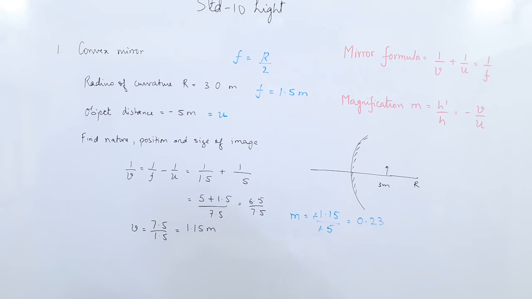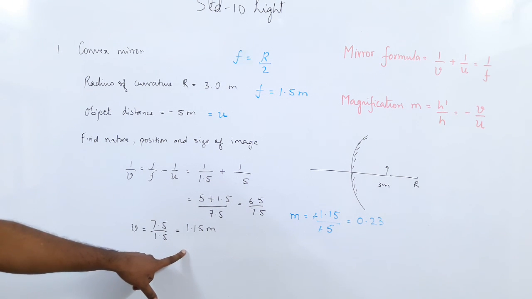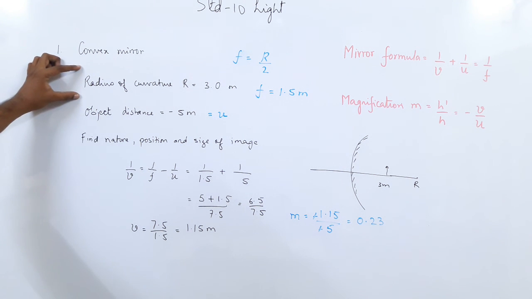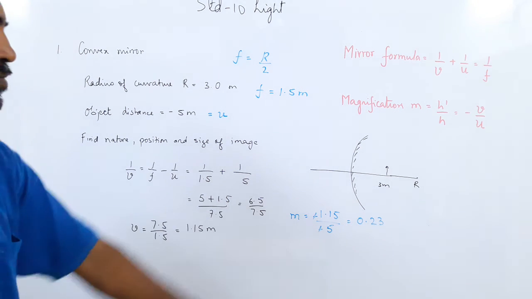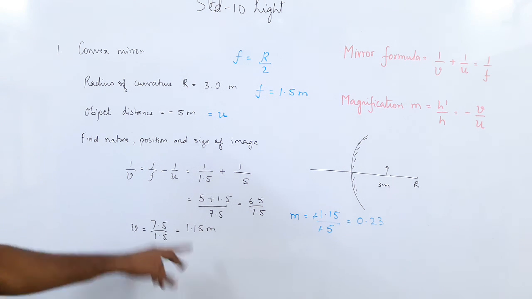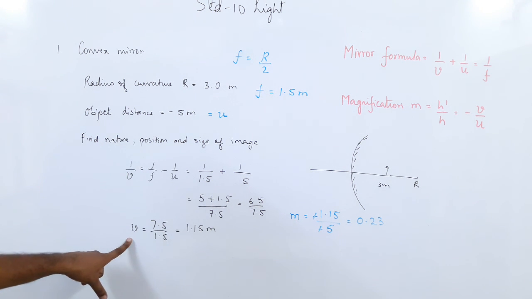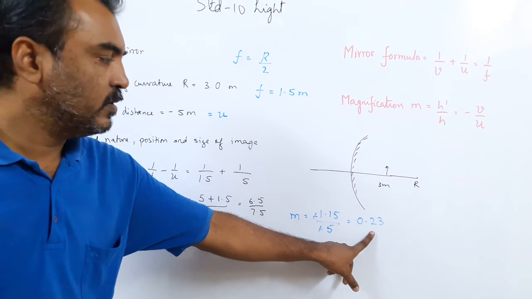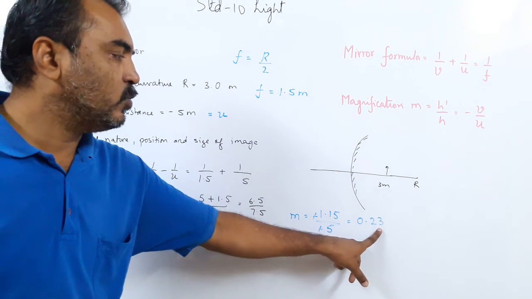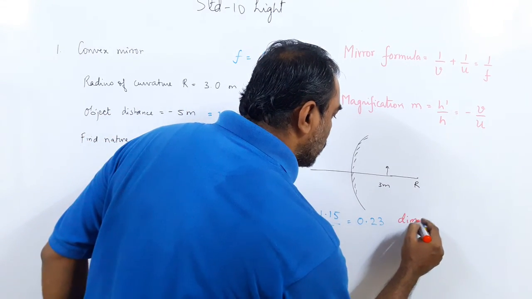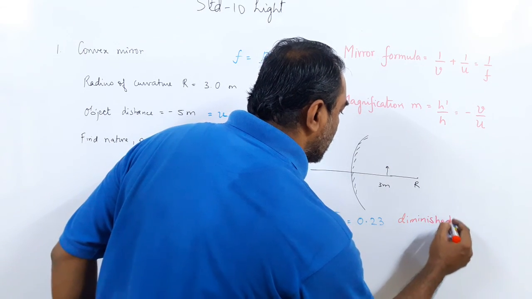So the image is diminished. You can see it is diminished. Why? The height of the object is not given to us. Is it given to us? Not mentioned. If the height of the object is mentioned, we can find the height of the image. But we know that v is smaller than u. So when you divide, the magnification 0.23 means it is less than 1. So remember what I told you, less than 1 will mean diminished. It is less than 1 and diminished.